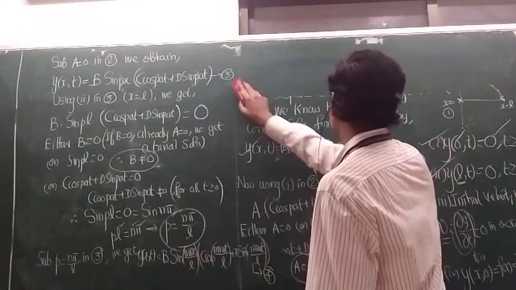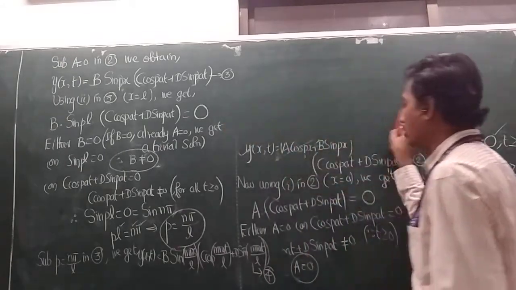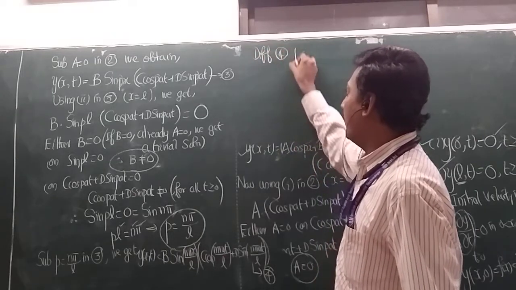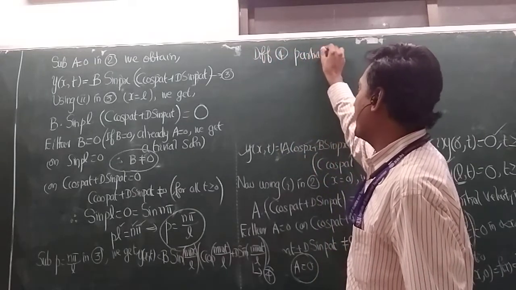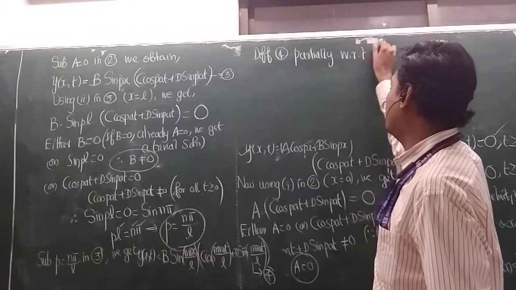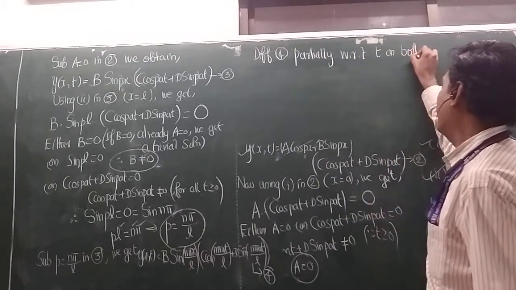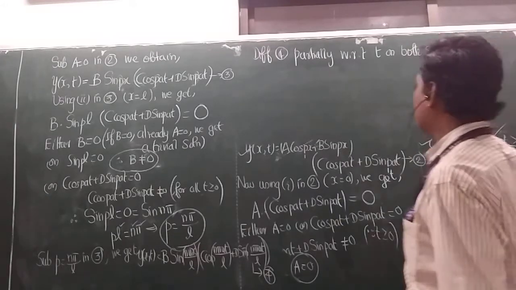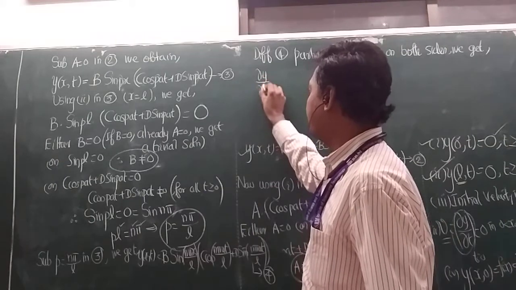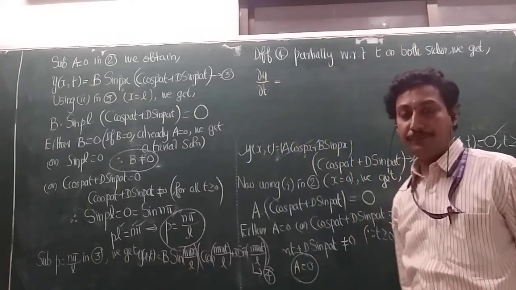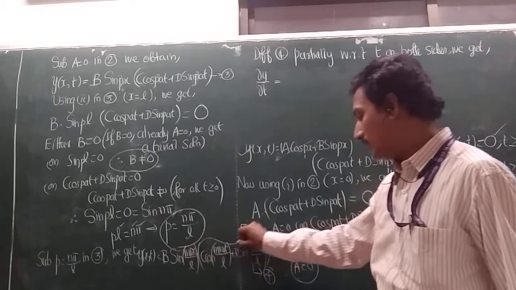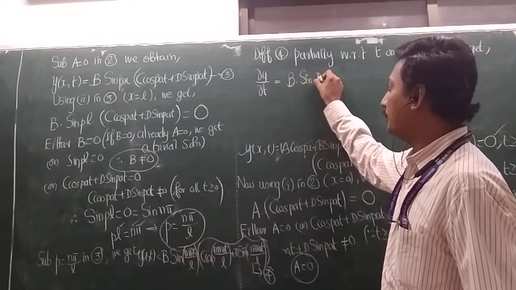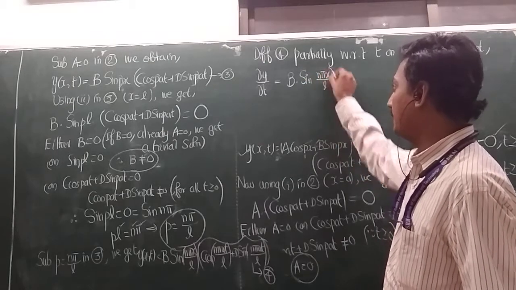So now I am going to differentiate equation number 4 partially with respect to t. On both sides we get, the left hand side is dou y by dou t. The right hand side, with respect to t, is only the t term. So what about the b sin n pi x by L? It is fixed, so there is no need to bother about this b sin n pi x by L.